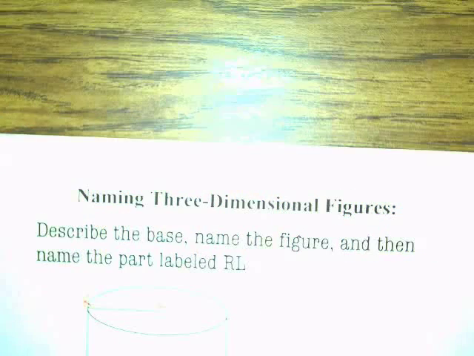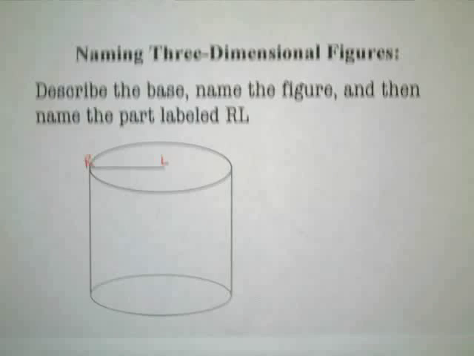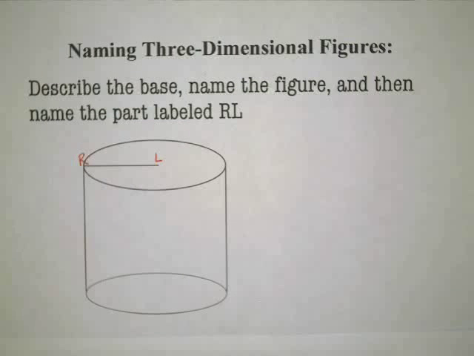Questions on the 4 types of three-dimensional figures? Anybody? All right, so now we're going to get to naming them. This is how we're going to name them. Everybody listen, because this is part of your assignment. Name the base. What is the figure on the base? Then name the figure itself. And then name the part that's labeled RL.